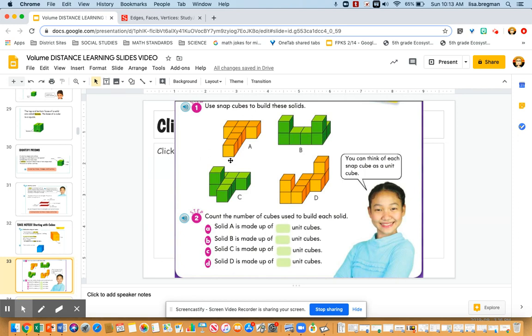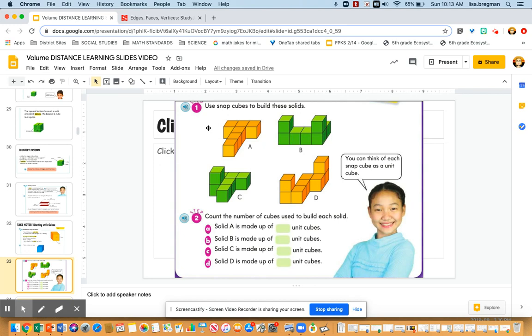And in the classroom, we would have snap cubes. So these are representative of the snap cubes we have in the classroom. So let's go over how many cubes are used to build each solid. Let's look at shape A. There's 1, 2, 3 cubes here, plus 1, 2, 3. So solid A has 6 unit cubes.